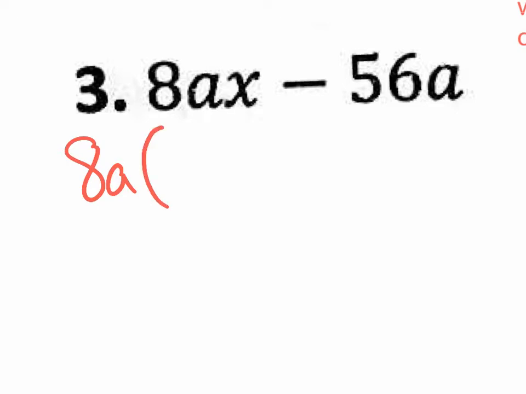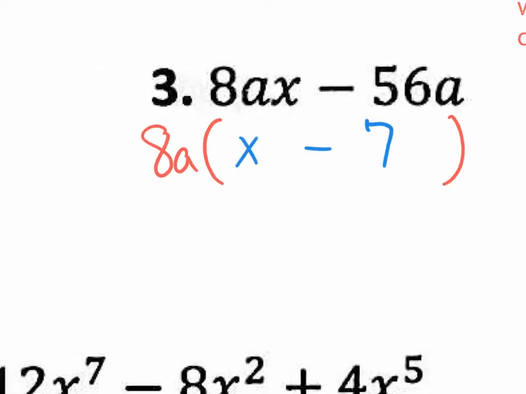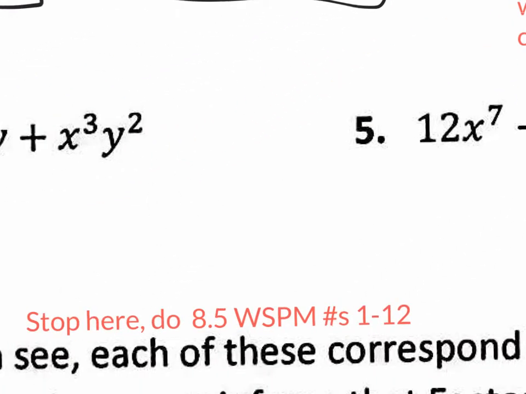So if I pull out the 8A, what will I have left on the inside? X. Just X? Minus 8 times what gives you 56? 7. And that's it. We're done. Let's move on to number 4.